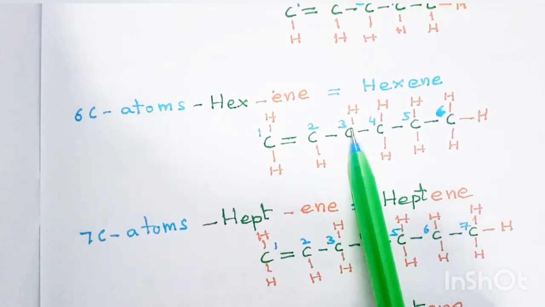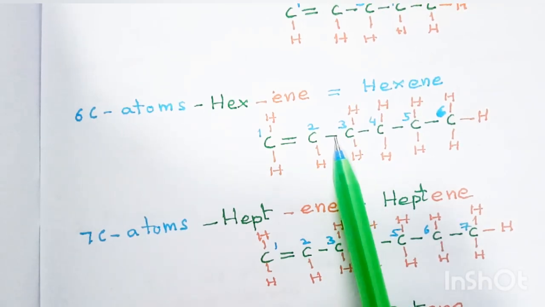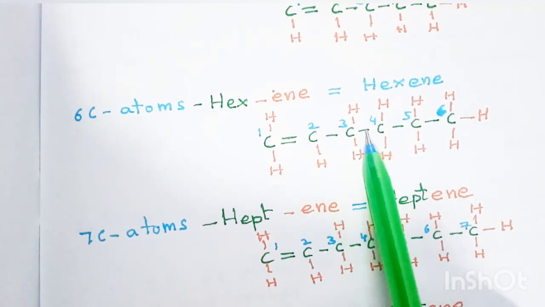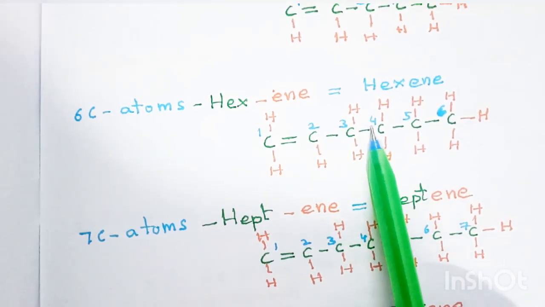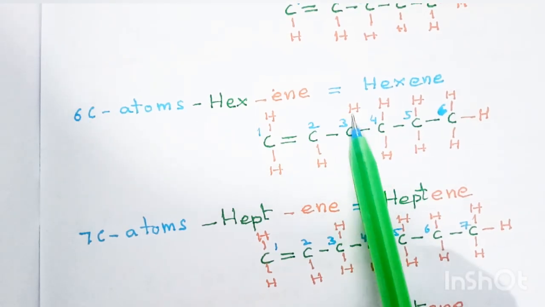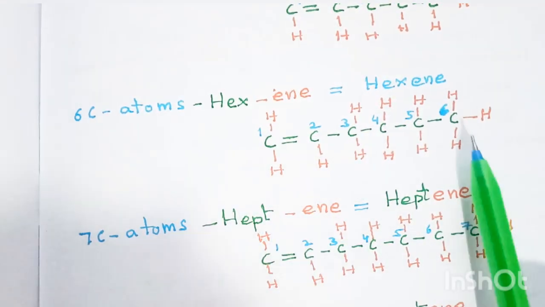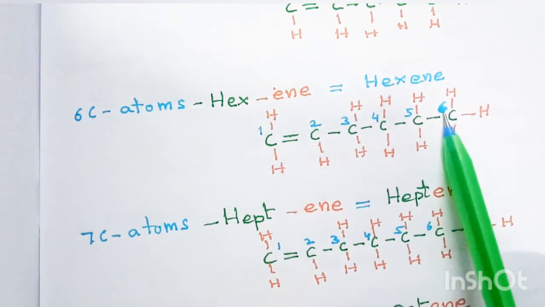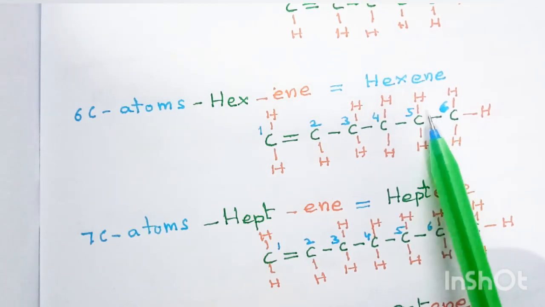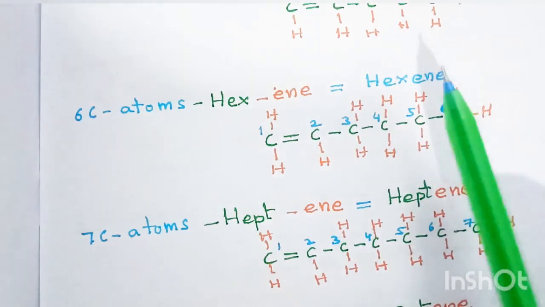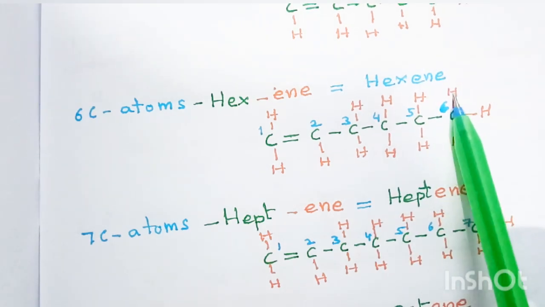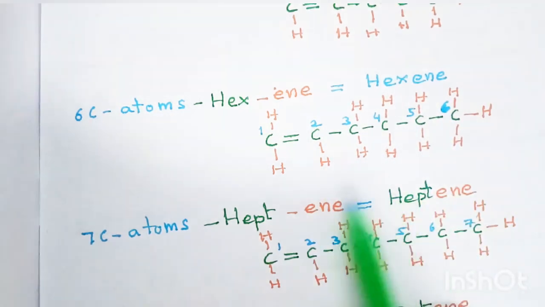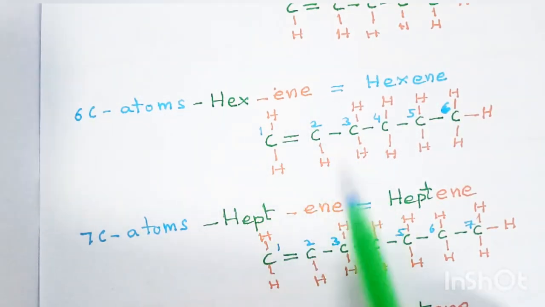This third carbon has 1 carbon-carbon single bond with second carbon atom, 1 carbon-carbon single bond with fourth carbon atom. So it needs 2 more bonds. So 2 more hydrogen atoms are attached. Similarly, the sixth carbon atom is attached by 1 single bond with fifth carbon. So it needs 3 more bonds. So we have to write 3 hydrogen atoms with single bonds. So this is hexene.